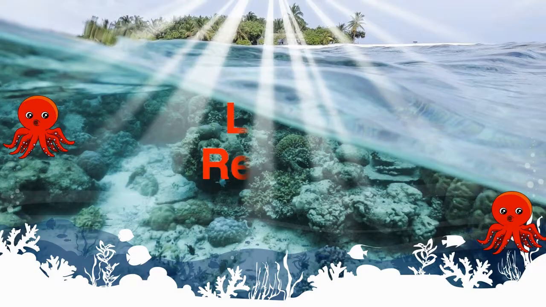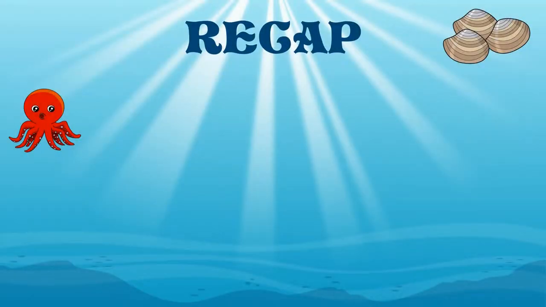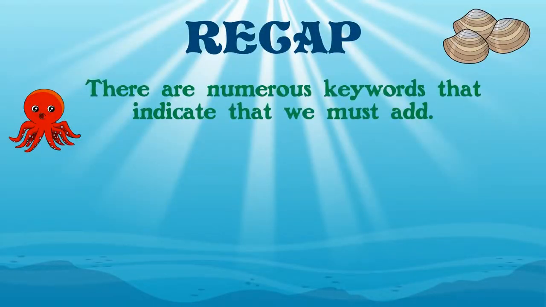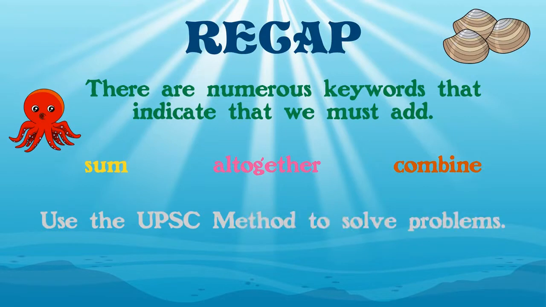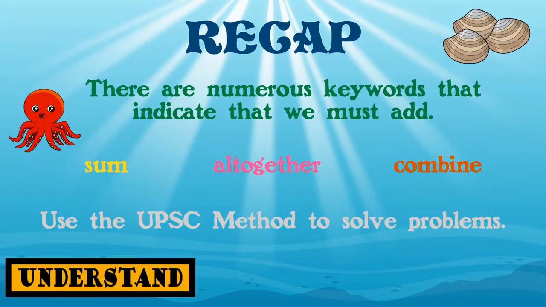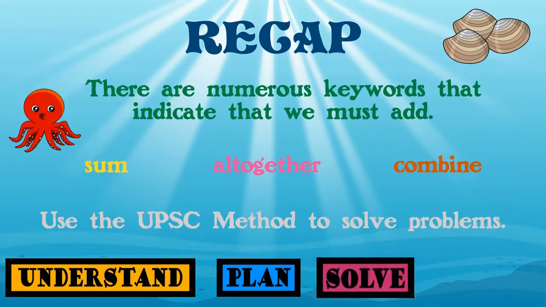Let's do a quick review. In today's lesson, we learned that there are numerous keywords that indicate that we must add. Some, altogether and combined, are just a few. We also learned that when we do word problems, we can use the UPSC method. That means we understand, we plan, we solve, and we check.